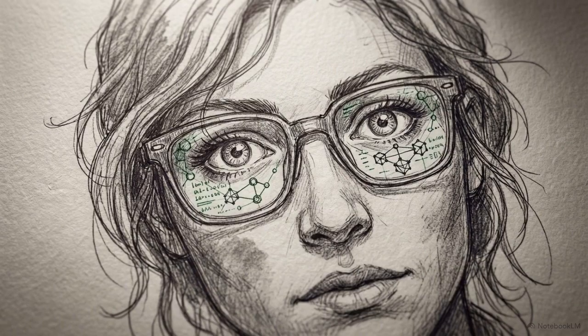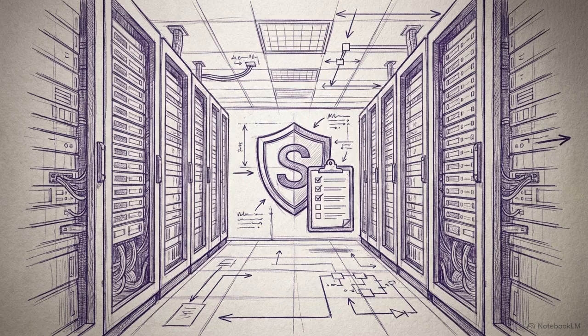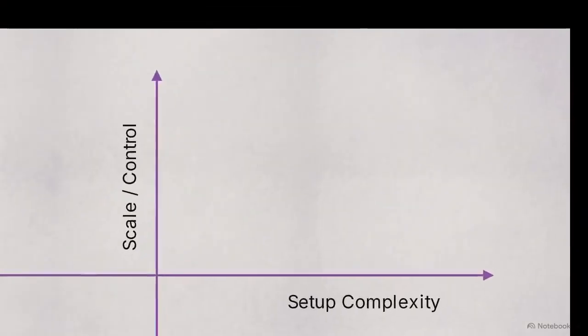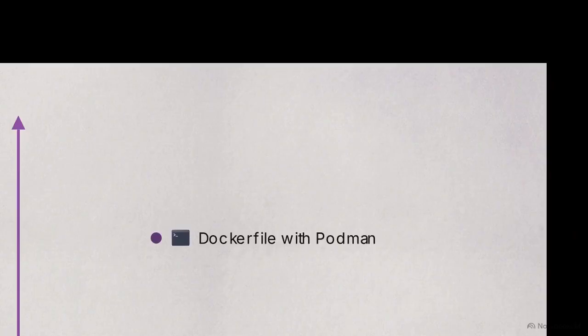Now we shift to the Enterprise Security Engineer. This is a regulated environment where you cannot rely on automated default images and require strict, auditable compliance. Looking back at our chart, these requirements move us into the high-control quadrant.